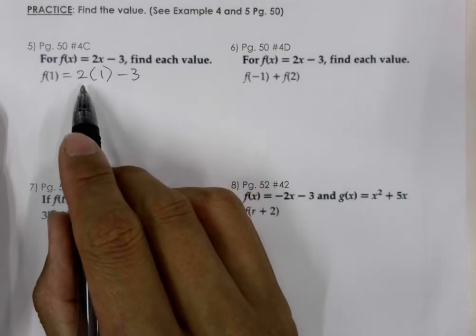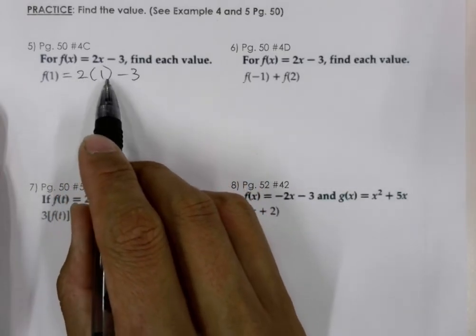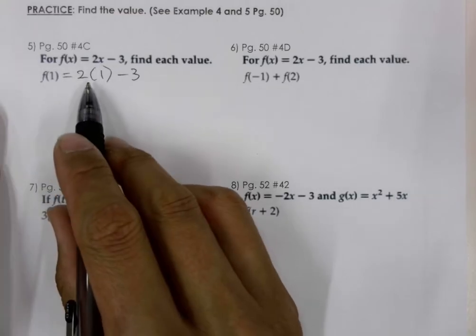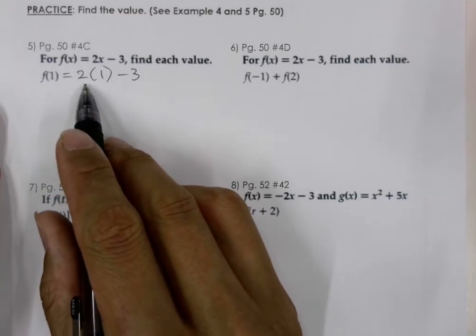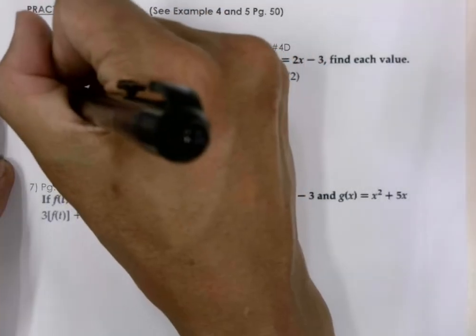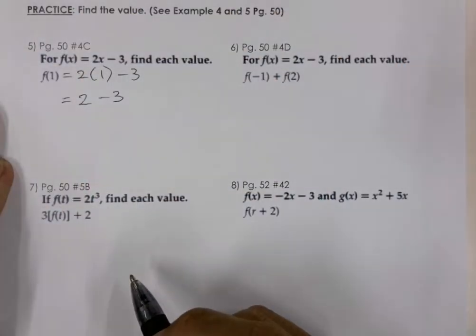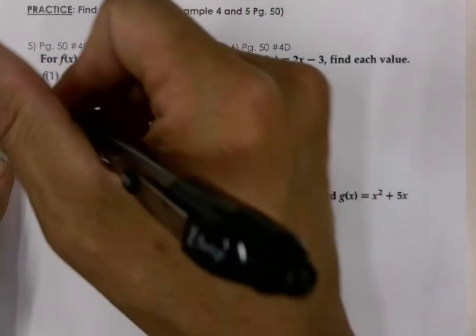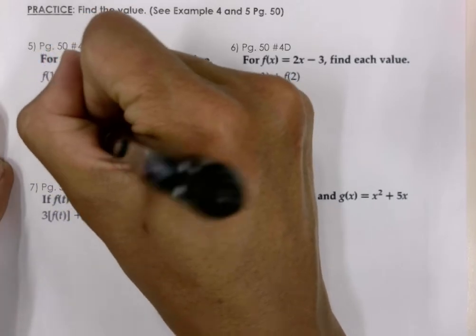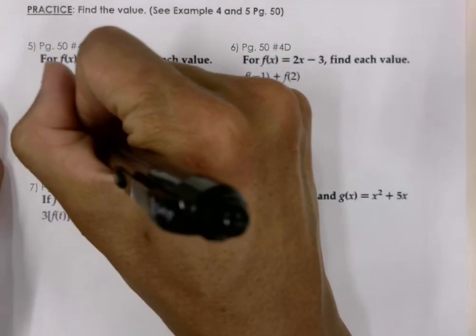We're going to multiply 2 times 1 first, because multiplication is higher in the order of operations than subtraction. So this is going to equal 2 minus 3. And now we can do the subtraction. It's equal to negative 1. And we could put a box around that.